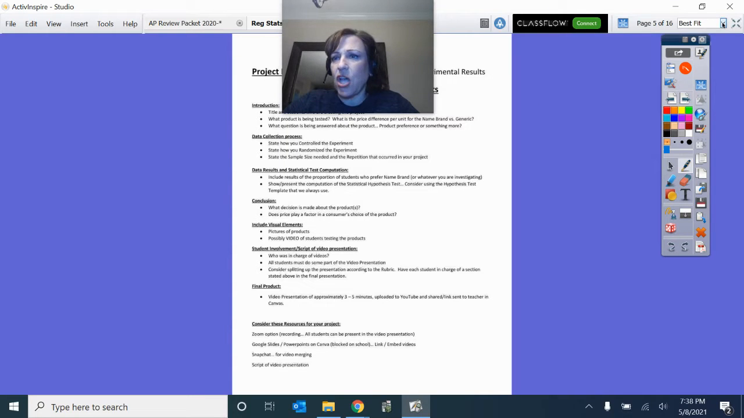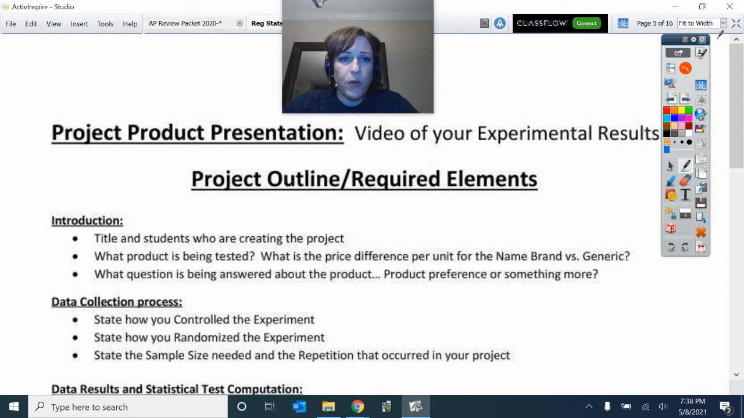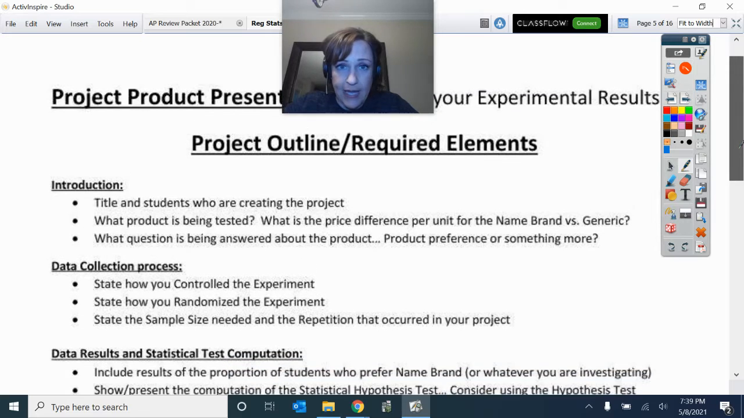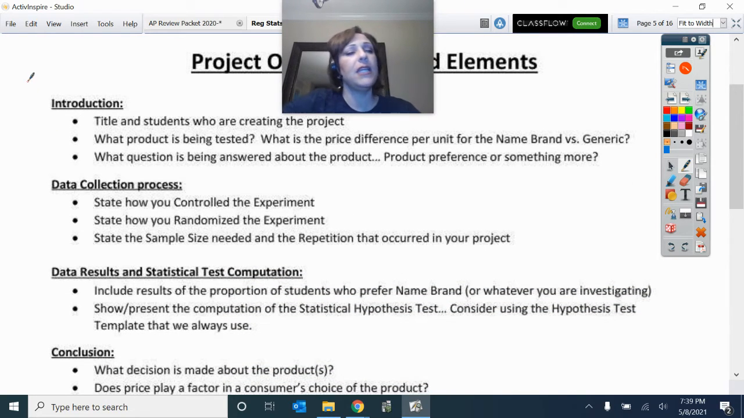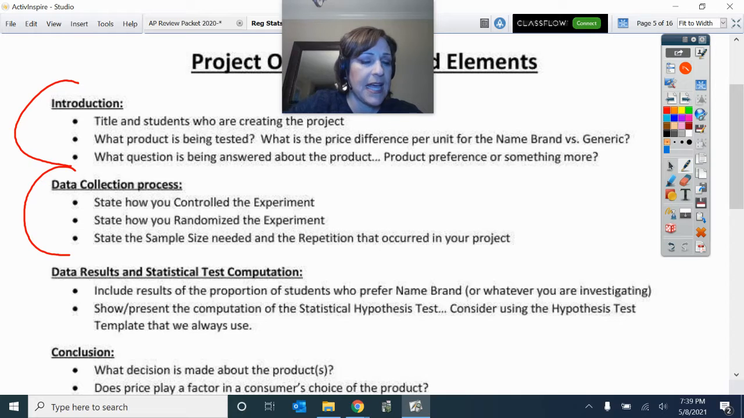All right, let's talk about what you want to include in your slideshow for your product project presentation. So here, listed on this page, which is in your packet for this experimental data lab, each one of these little things pretty much should be a slide. So that should be a slide. This should be a slide.